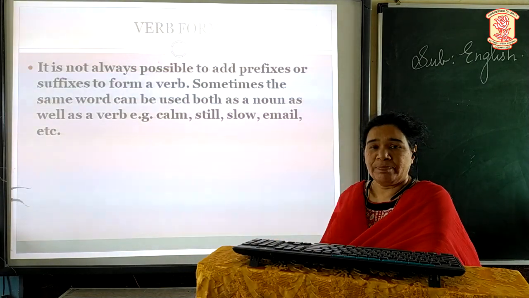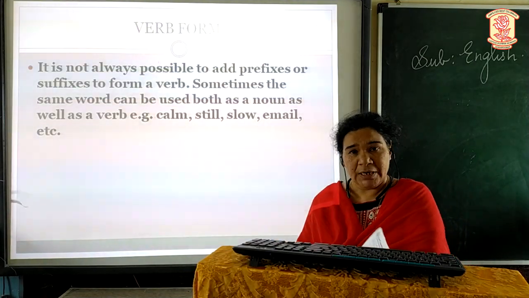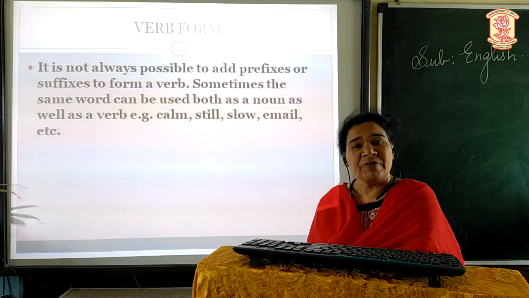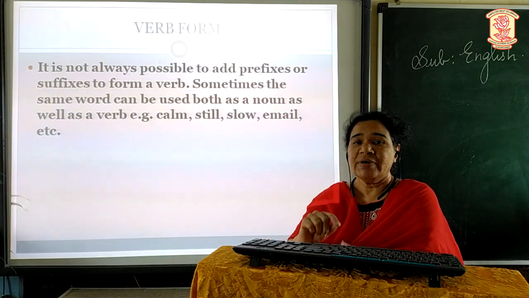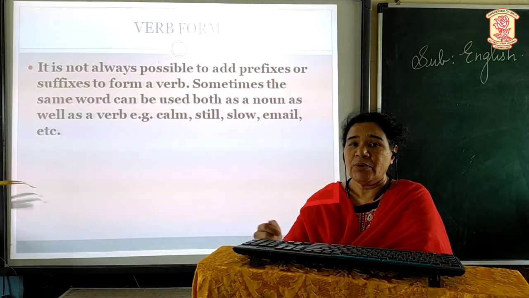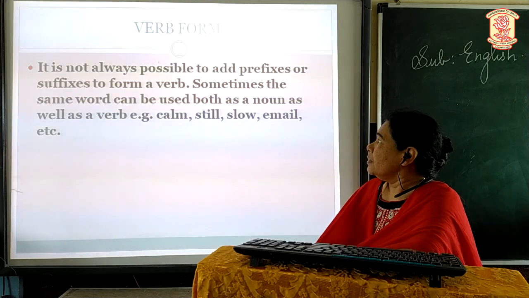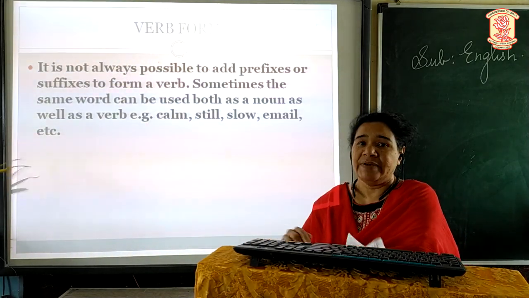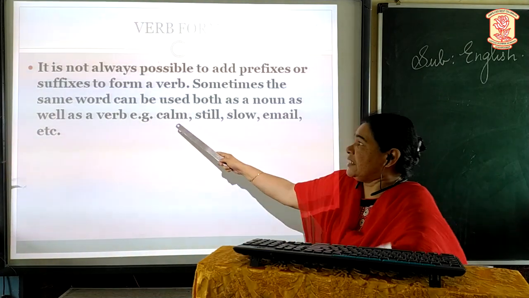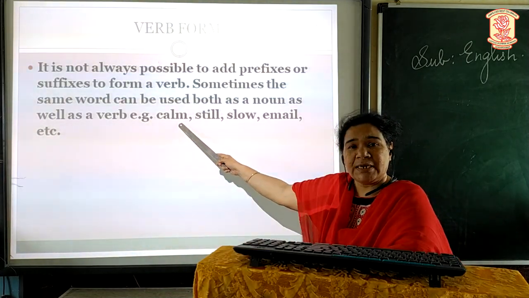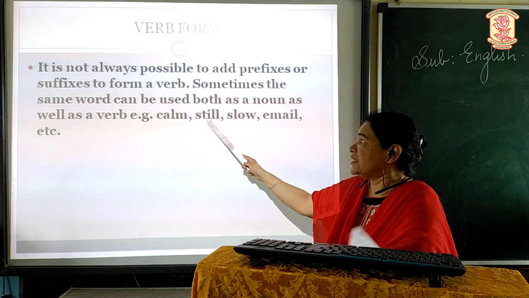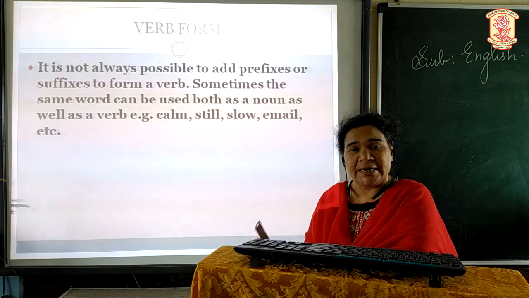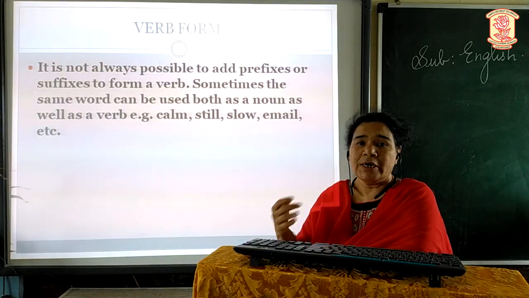Now the verb form. While changing any word to the verb form, it is not always possible to add a prefix or suffix. For some words you have to add a suffix, for some words you have to add a prefix. And some words may be used both as a noun as well as a verb. For example, see calm. Calm can be used as a noun as well as a verb. Still, slow, email. These words can be used in a sentence in the form of a noun or in the form of a verb.